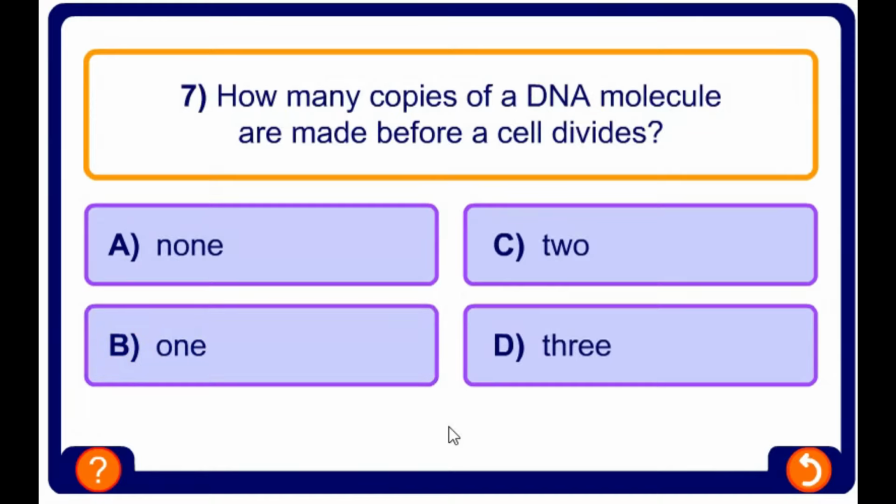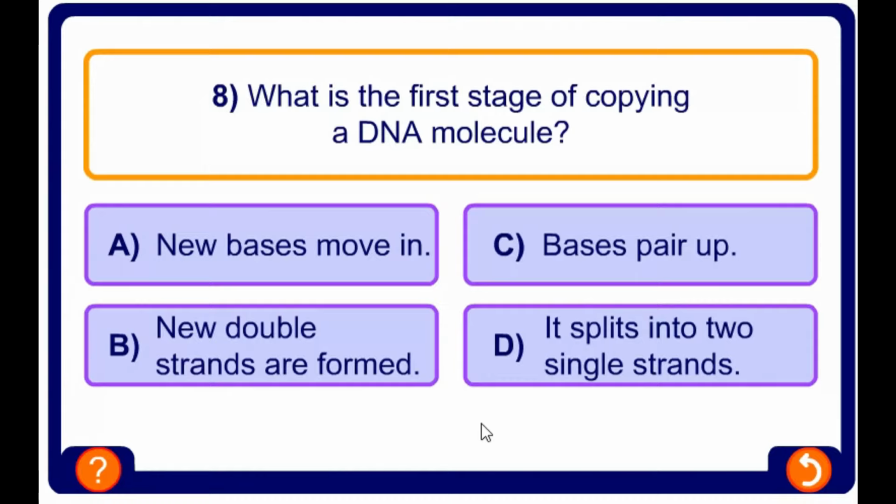How many copies of a DNA molecule are made up before a cell divides? So yung terms of replication based from your previous lessons. So as we all know, it only makes A, B, C, or D. It only makes one copy. Ayan. For number 8, what is the first stage of copying a DNA molecule? Is it A, new bases move in, bases pair up, new double strands are formed, or letter D, it splits into single strands? Correct answer is letter D? Ayan, splits into single strands.